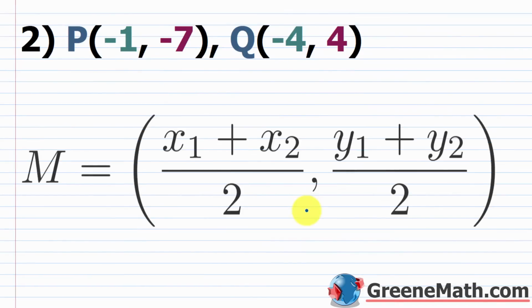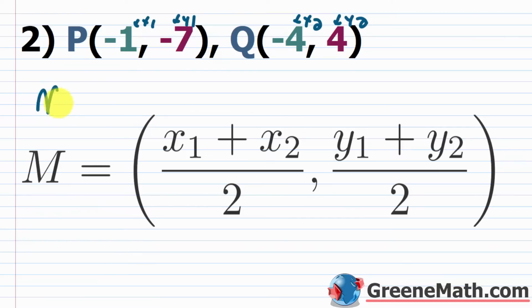All right, let's take a look at problem 2. Here for P, we have negative 1, comma, negative 7. And for Q, we have negative 4, comma, 4. Again, let me just label this as x sub 1 and this as y sub 1, and this will be x sub 2 and this will be y sub 2. And we're just going to plug into the midpoint formula. For the x value, you're going to take the average of these x values, and for the y value, you're taking the average of the y values.